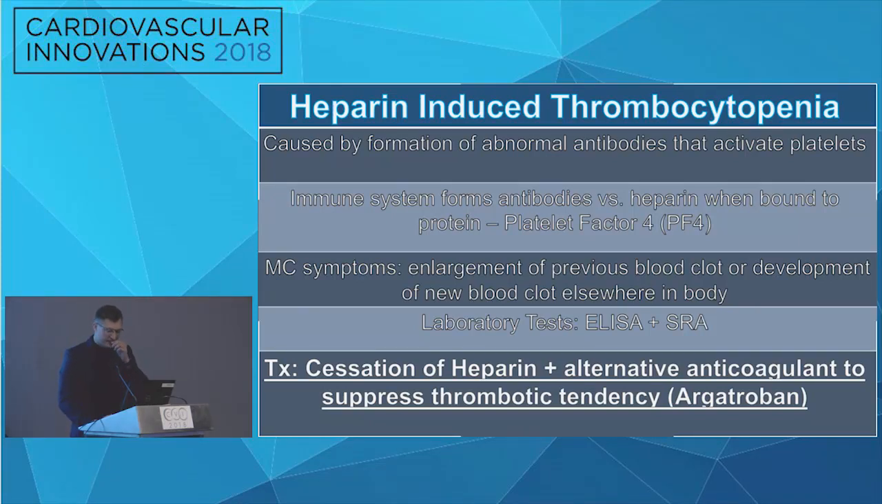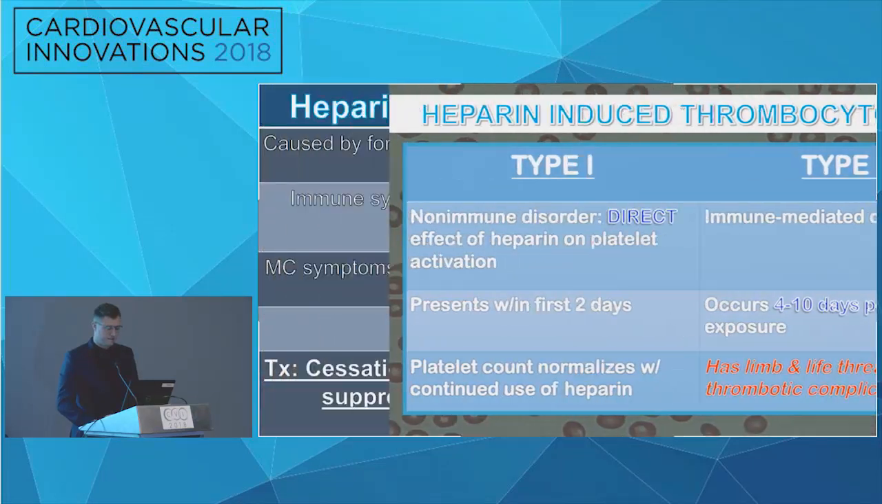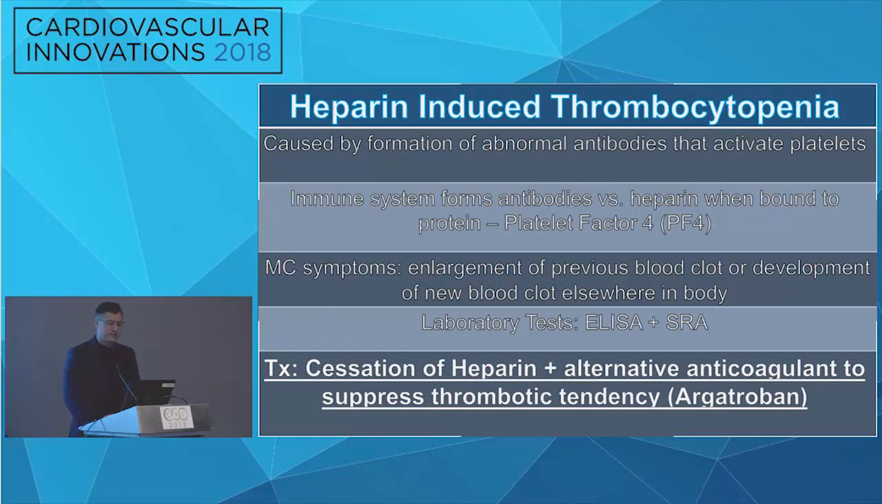Here's some general background and some studies that you can do to help confirm or deny this diagnosis. HIT is caused by a formation of abnormal antibodies that activate platelets. The immune system forms antibodies against heparin when bound to proteins, specifically platelet factor 4. Most common symptoms include enlargement of previous blood clot or development of a new blood clot elsewhere in the body. Some laboratory tests that I'll speak of soon. The treatment is cessation of heparin, in addition to an alternative anticoagulant to suppress the thrombotic tendencies.